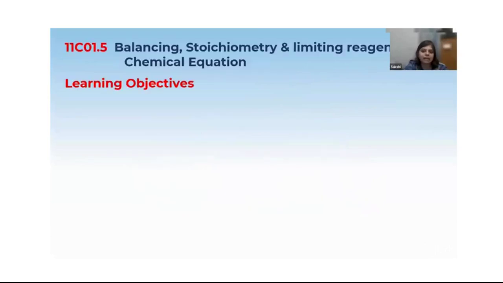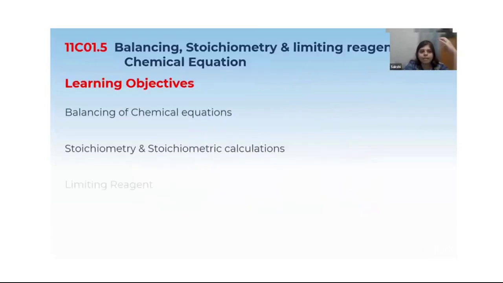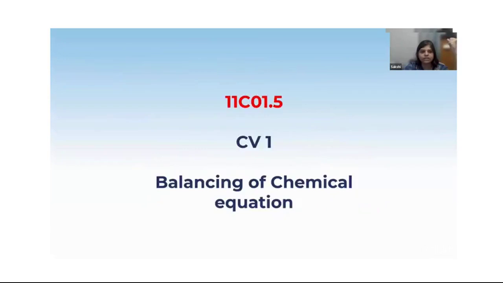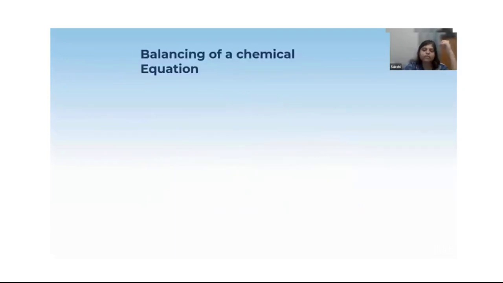Let us understand. Okay. So this is what we are going to learn: balancing of chemical equations, stoichiometry, the calculations, right? And the limiting reagent. Let us understand. So first, before doing any calculations regarding stoichiometry, which is something that we are going to use to calculate the limiting reagent, it is very important for us to balance any chemical equation, right?